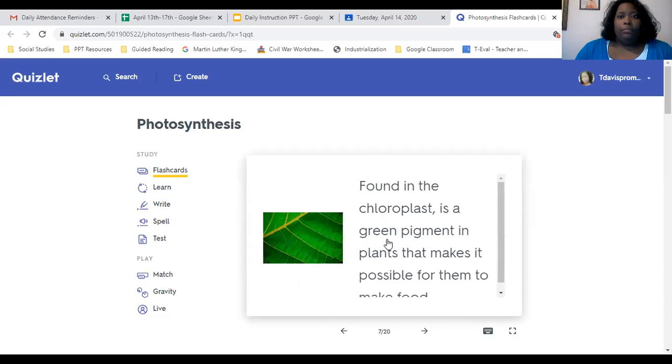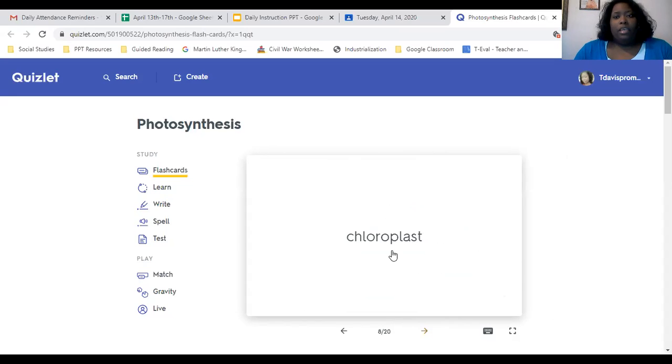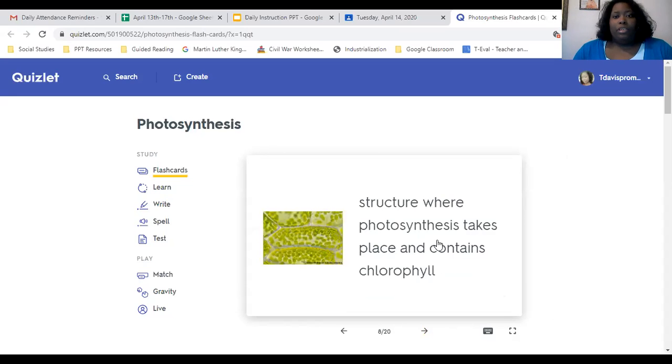Chlorophyll. So chlorophyll is found in chloroplast, and it is the green pigment that makes it possible for the plants to make food. And it is the pigment that captures sunlight energy inside of the chloroplast. And remember, the chloroplast was the green kidney-shaped organelle inside of the plant cell. And then this is the chloroplast. It's a structure where photosynthesis takes place, and it contains the chlorophyll, the green pigment.